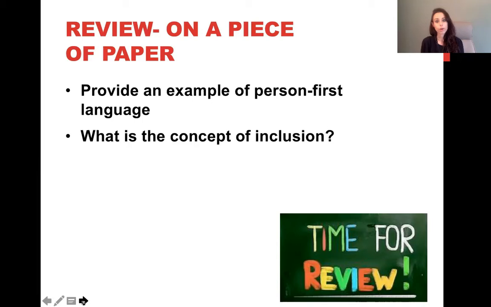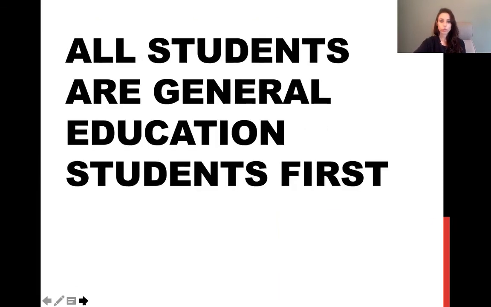Also, remember how important person first language is. We always put the person first and then the disability. So a person with a disability, it's not this person is a disability and so forth. Keep that in mind because you will need that throughout all of your lessons, all of your WKU career and your educational career in the future. So I just wanted to bring up those two components real quick.